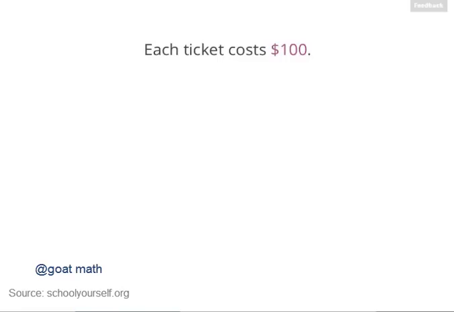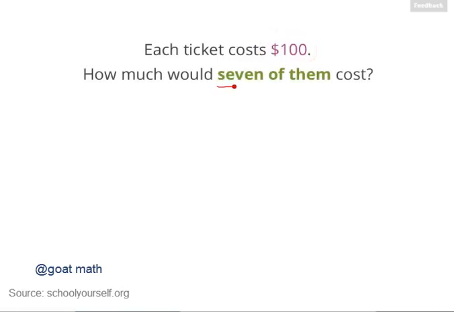Suppose I tell you that each ticket to a show costs $100. How much would 7 of these tickets cost? Right, that wasn't too bad. If each ticket is $100 and you have 7 of them, then the total price is 7 times 100, or $700. As you'll see, when the word of is used in word problems like this, saying you have some number of something, that means you can find the total amount by multiplying.